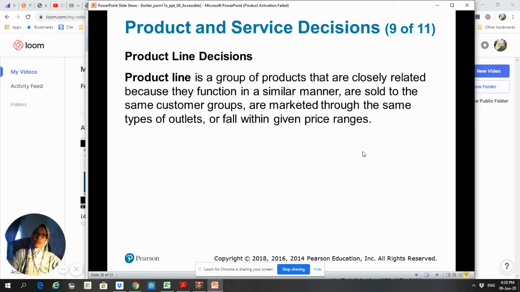Okay, then the next decision is about product line decisions.